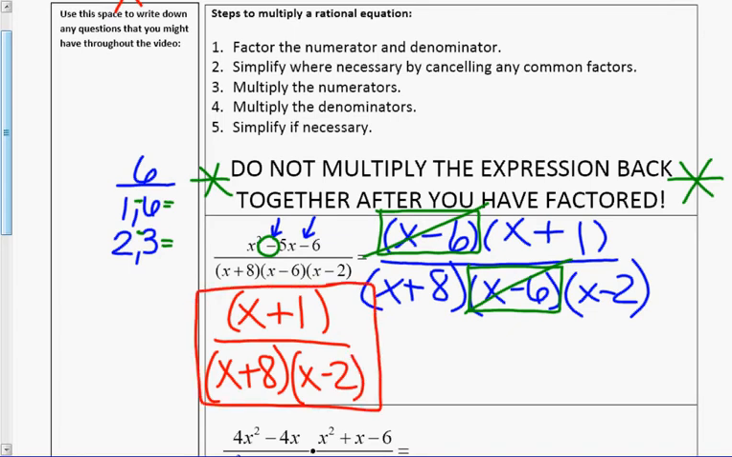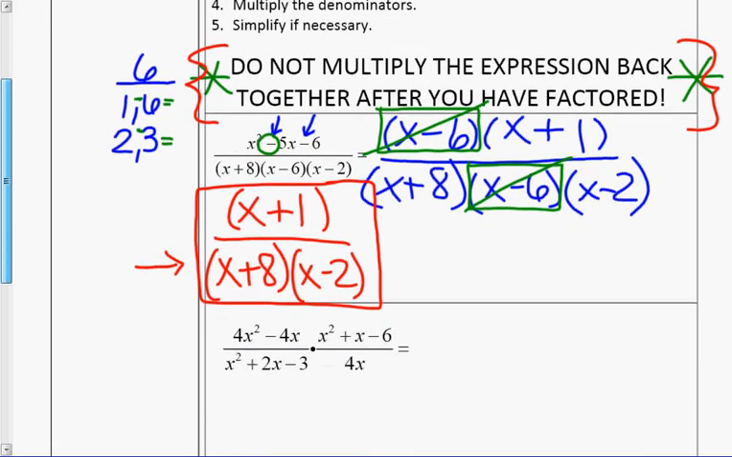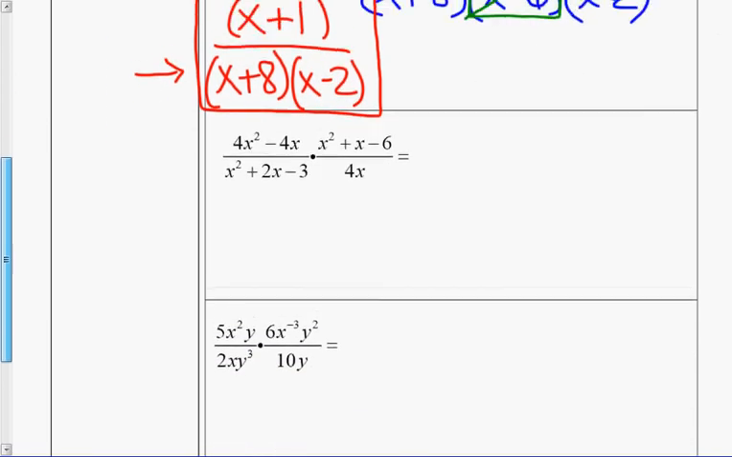Now remember when I put these green stars over here and I said do not multiply your expressions back together after you have factored. This example is a clear problem that shows you do not take this x plus 8 and x minus 2 and then FOIL them out to get a trinomial. We don't want you to do that. You can leave it as this and that would be perfect. So let's go down to this next problem.